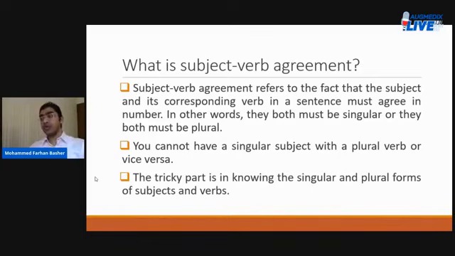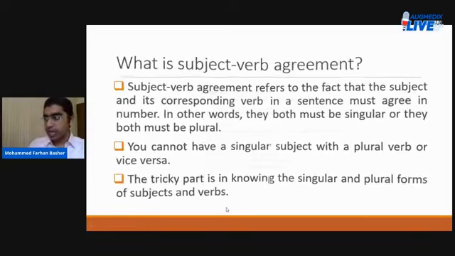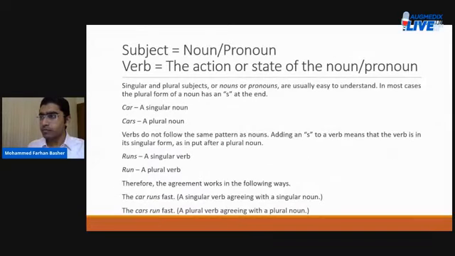Now, the tricky part is, of course, in knowing the singular and plural forms of subjects and verbs. They are, of course, tricky, but not that difficult to understand. So we will come to know and we will come to understand the singular and plural forms of subjects and verbs, and eventually we will make them agree with each other. All right. So moving on to the next slide, we have this one. And let's take a good look at this.